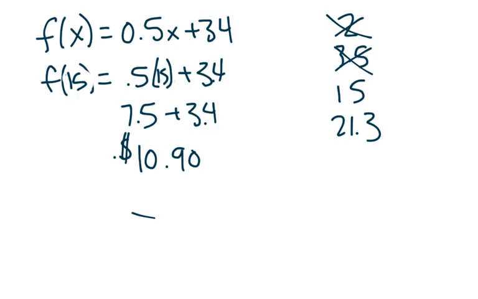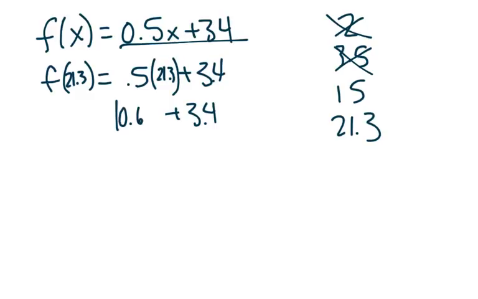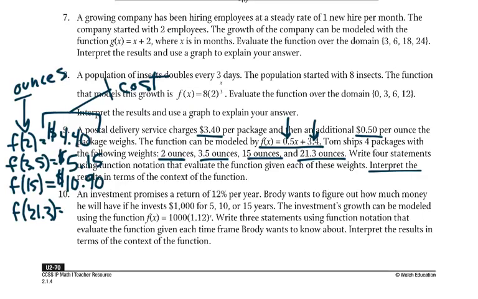So last one, 21.3. Let's erase our 15. Using the same function, we evaluate 21.3. So 0.5 times 21.3 is 10.65. Add 3.4 to that, we get $14.05. So a package of 21.3 ounces is $14.05. And there we go, guys.